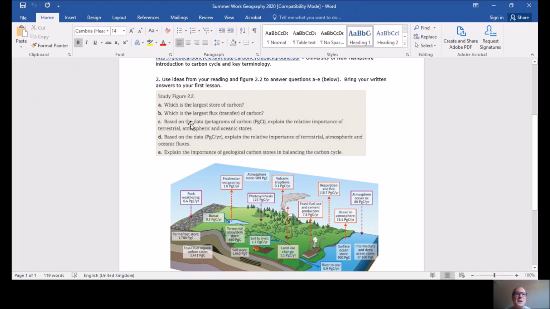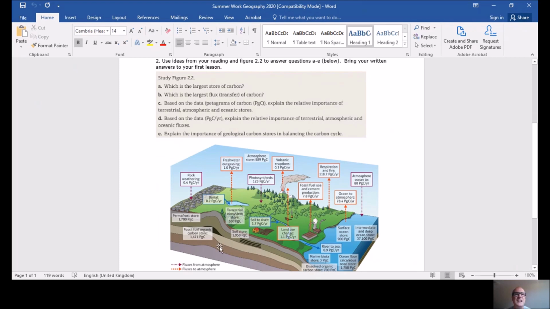So when it gets to part C, again, explain the relative importance of terrestrial, atmospheric and oceanic stores. We found in the past that sometimes people have confused the terrestrial stores with the geologic ones. So the terrestrial stores are not the stores in the rocks, and again, just watch out for that one there. Also, I'll be quite interested to see how you tackle this idea of relative importance.